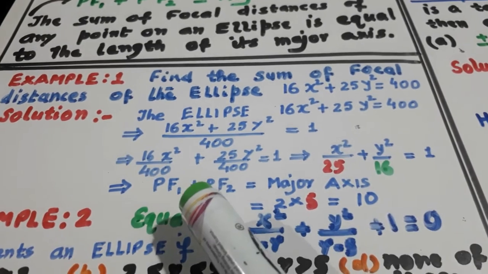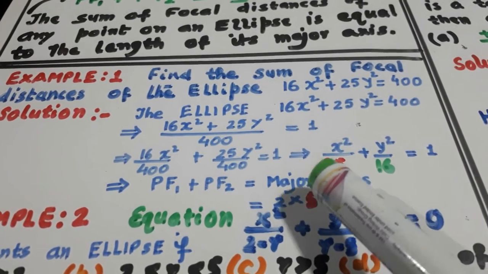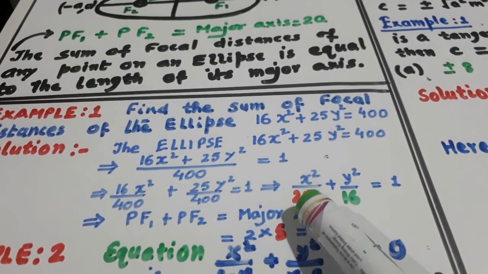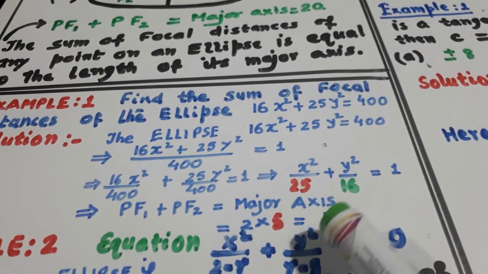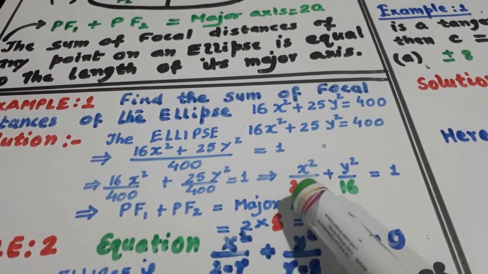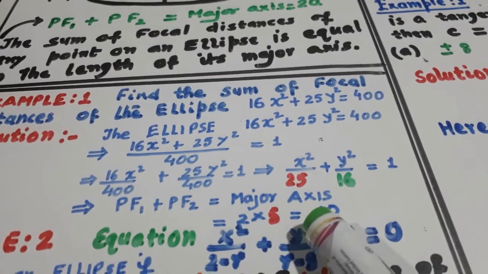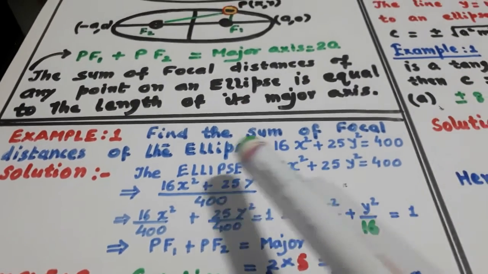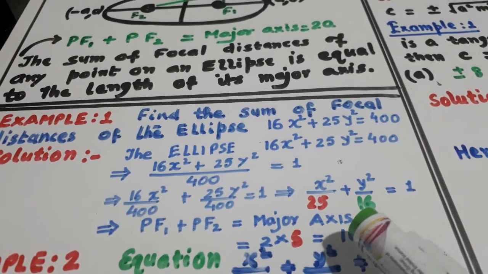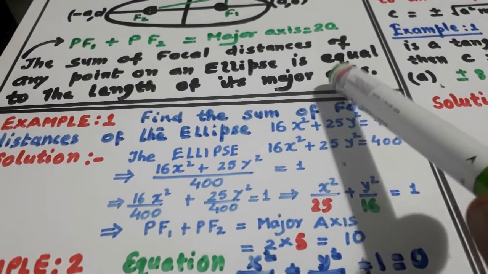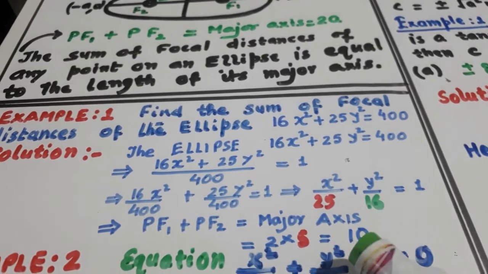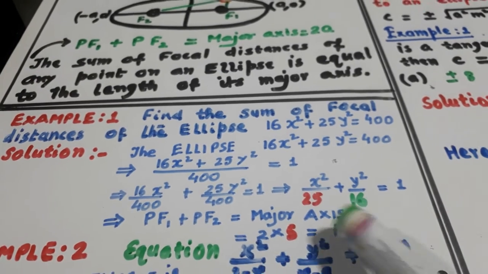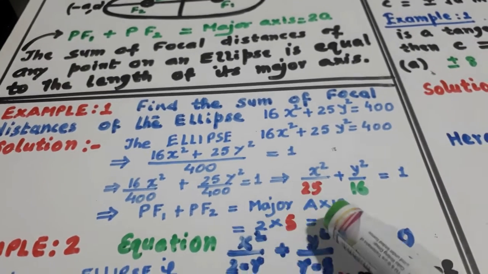Here, major axis is 2a, a is 5, so 2 into 5, 10. So PF1 plus PF2, sum of the focal distances, is always equal to the major axis. So major axis is, in this case, 10. So sum of focal distances will be 10.